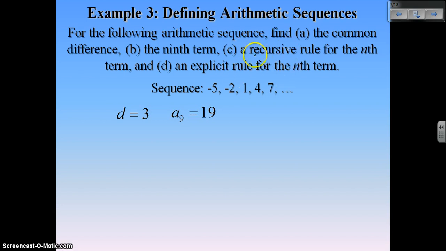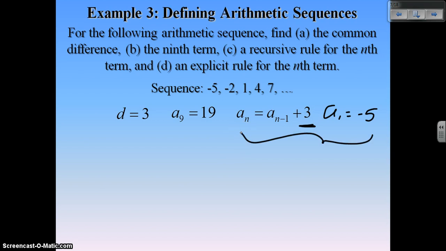First of all, let's think about the recursive rule. The recursive rule requires you to, 1, come up with the initial term. The initial term is negative 5. And 2, tell what you're doing each time to get the next term. In this case, add 3. So my recursive function is going to look like this. I should have included this: you do need to include your statement about the initial term. So I start out at negative 5, and then from there I add 3 each and every time. This would be my recursive rule.